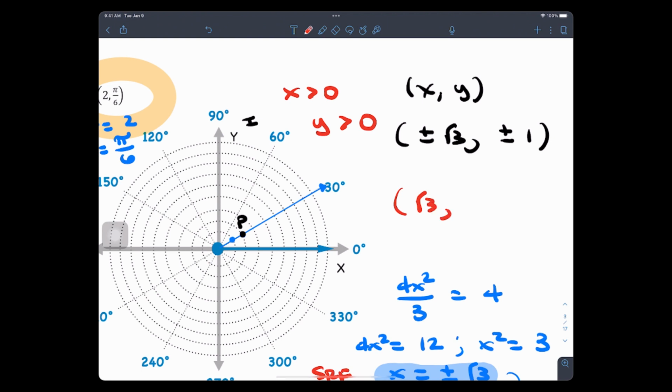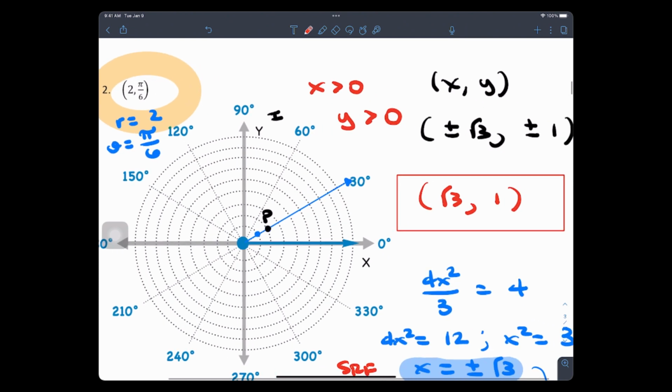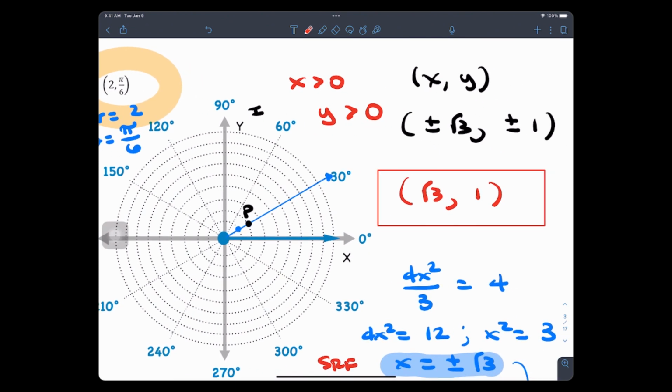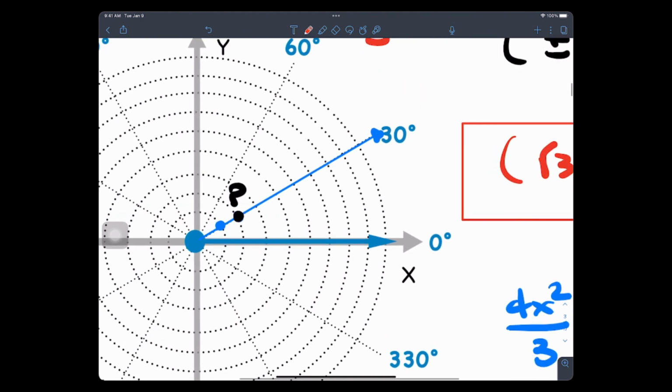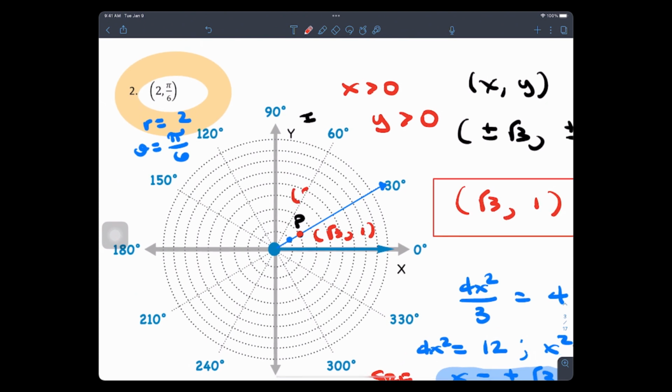Take the positive square root of 3 for x, positive 1 for y, and ladies and gentlemen, you have converted your polar coordinate to a rectangular coordinate, meaning that location can be described as square root of 3, 1, but it also can be described in terms of polar as 2, pi over 6.